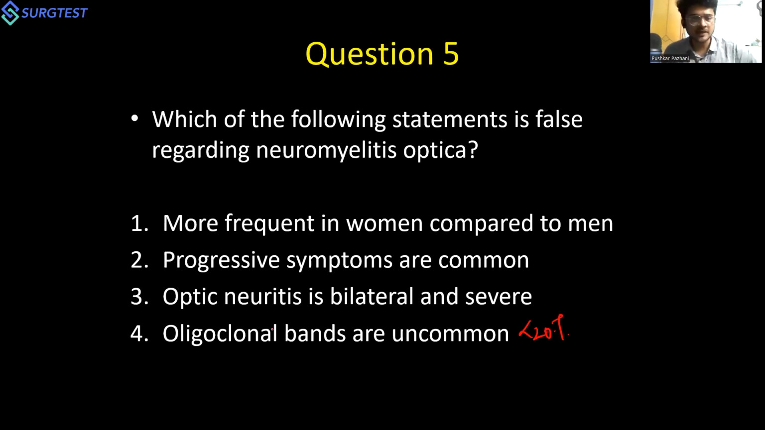Let's analyze option 3. Optic neuritis is bilateral and severe. Yes, that is true. And progressive symptoms are common. Remember that NMOSD is more of a relapsing and remitting illness. It is a disease that relapses, remits, relapses, and remits. It's very unusual for NMOSD to have progressive symptoms. Progressive symptoms are more in favor of multiple sclerosis. So this is actually the answer. This is the false statement.